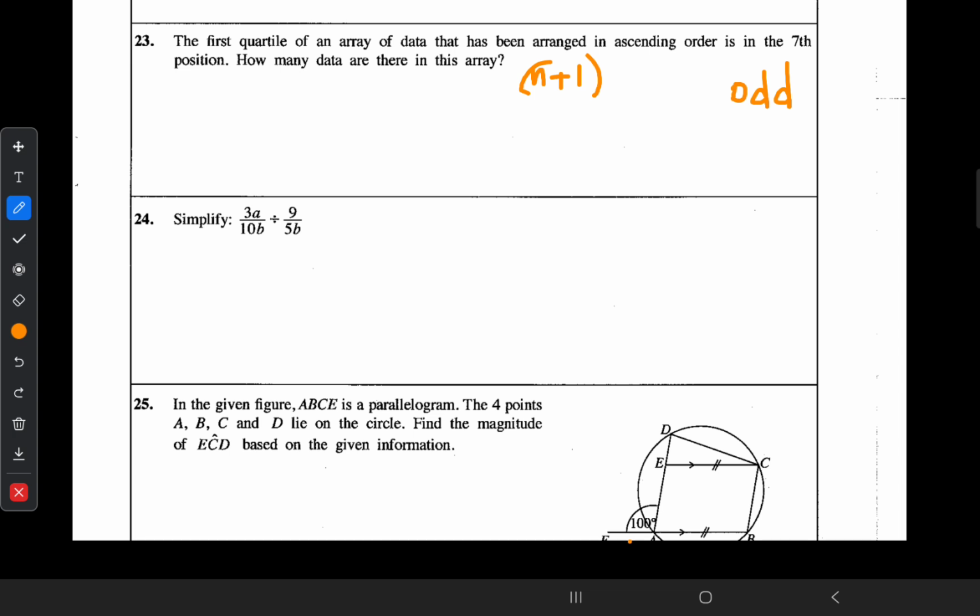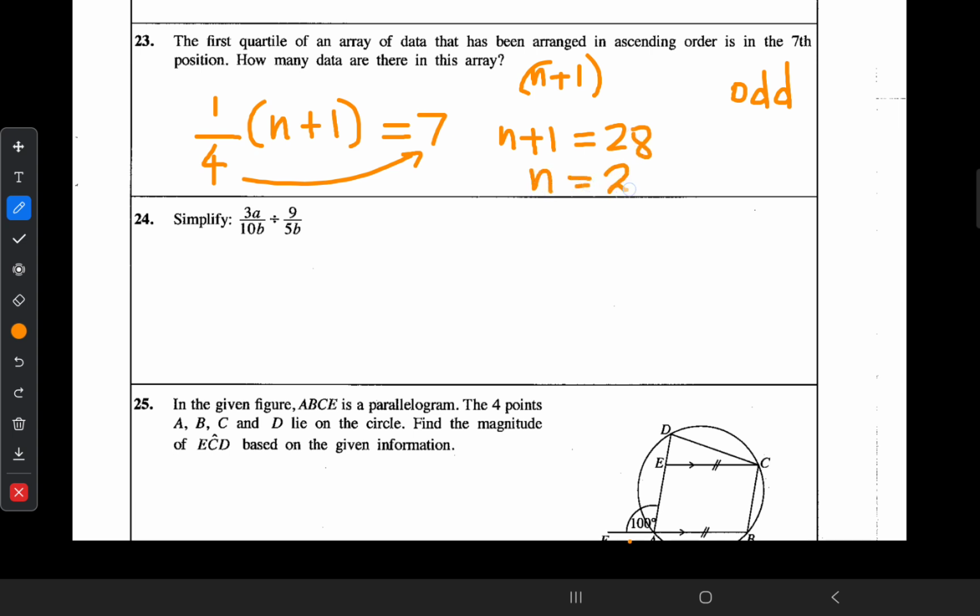Since here we have the first quartile, that means 1 upon 4 of n plus 1, 1 upon 4 of the total data in that array, equals 7. So we can simplify this expression to get the answer for n, that is, how many total data are present in that array. First I will multiply this by 4. So n plus 1 equals 7 times 4, 28. Thereafter n should be 28 minus 1, 27. Totally we have 27 data in that array.